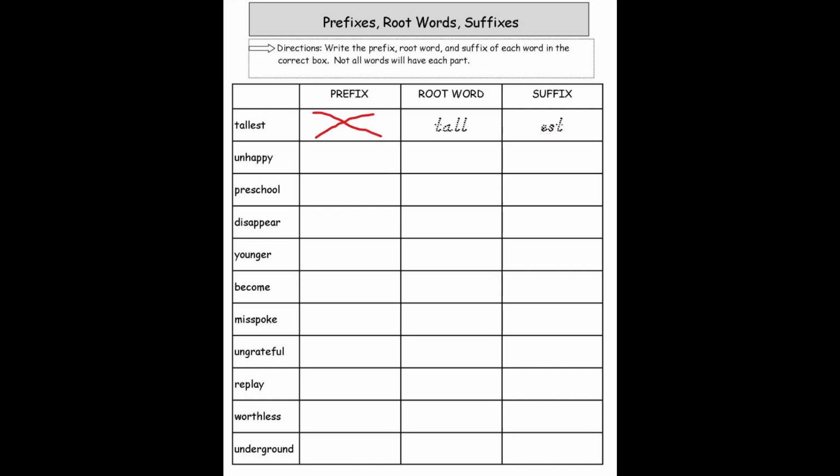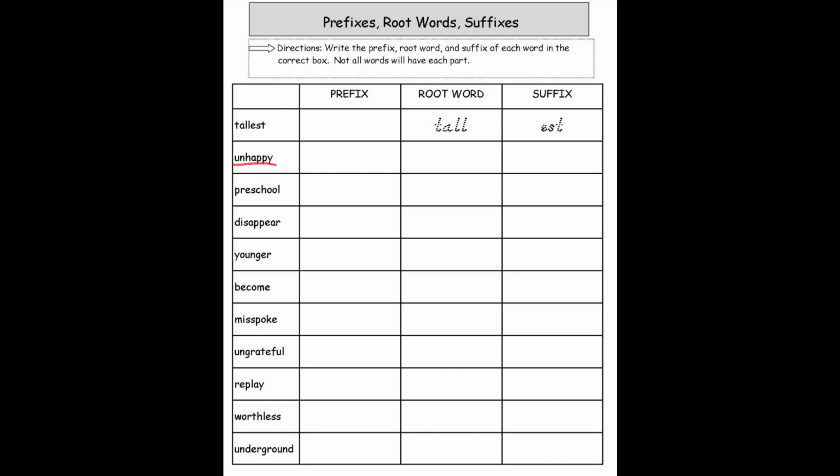It's telling you right up front that your answers are either going to be a prefix and a root word, or, such as tallest, a root word and a suffix. For this activity and this lesson, it'll be like that, and so will the bonus activity. It will be very similar in this regard. Let's take a look at the next word. We've already done tallest. Let's look at unhappy.